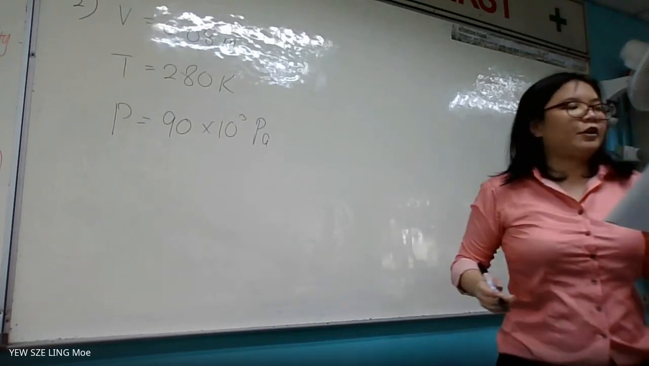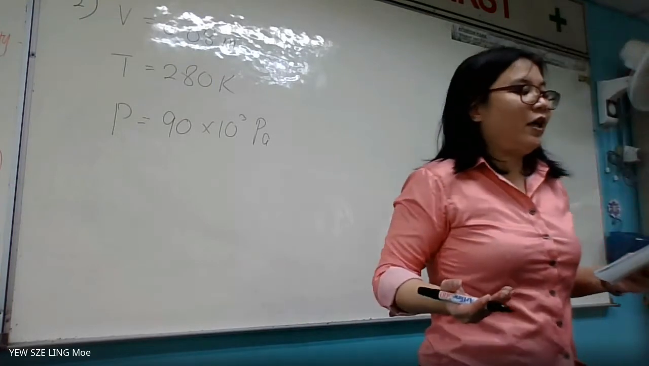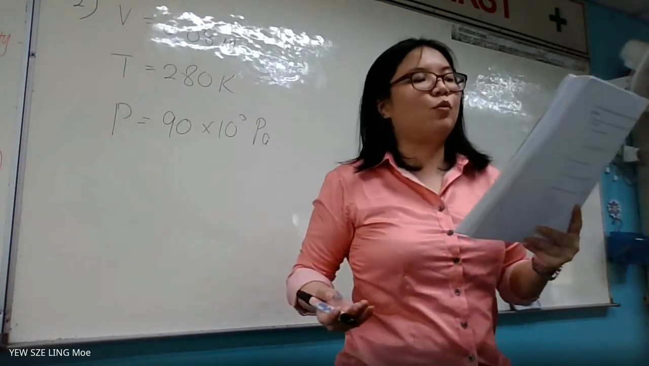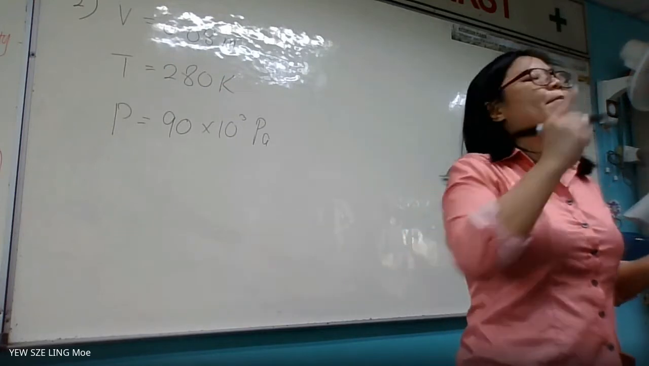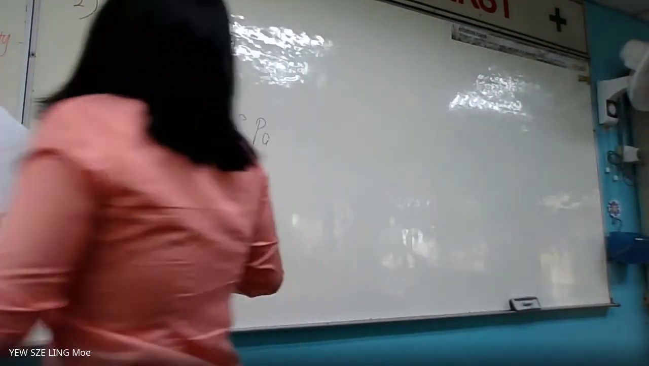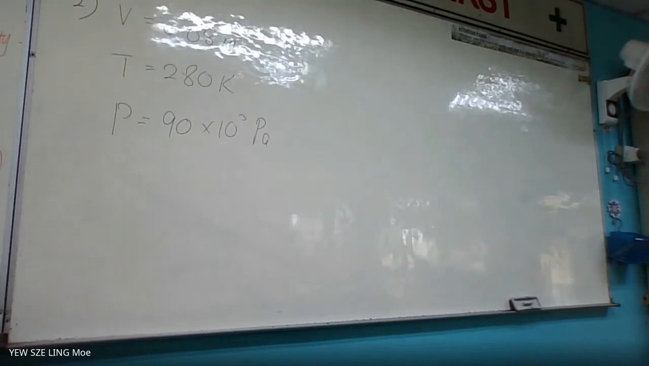Given R equals 8.31, which is a constant value, and the Boltzmann constant k equals 1.38 × 10^-23. Molar mass, okay, let me write down molar mass, because molar mass is based on the question.